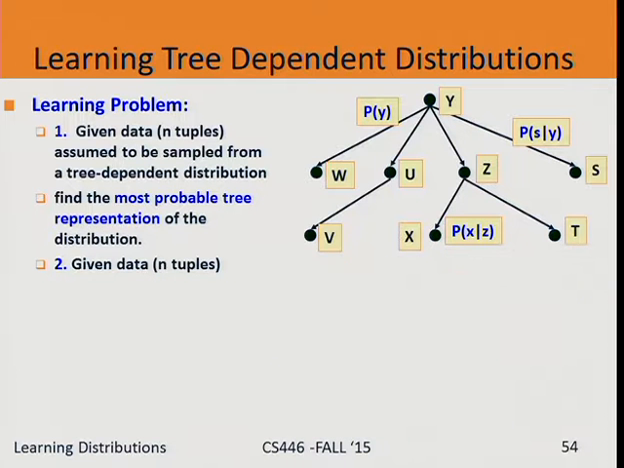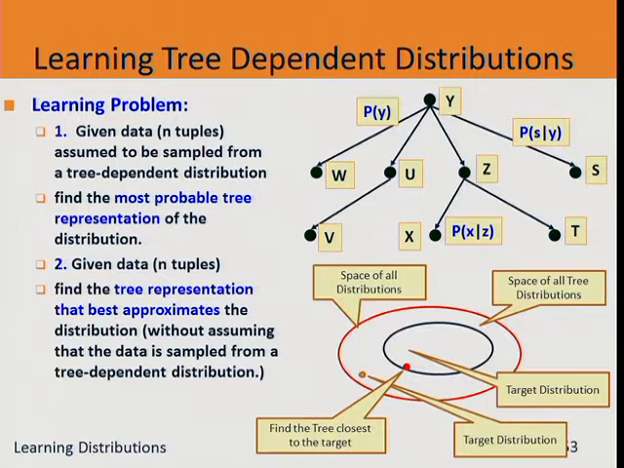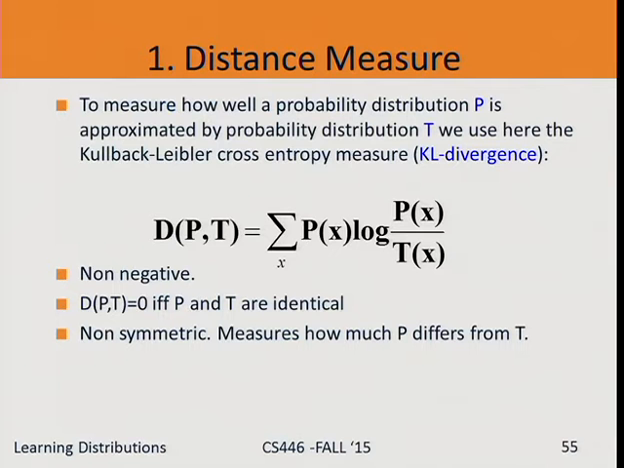And given that we're talking here in this nice picture about the notion of finding the best tree, or the closest tree to the target distribution, we need to define some distances, some technical terms that will allow us to play with this notion. So the first thing we're going to define is a distance measure. We need a distance measure between distributions.